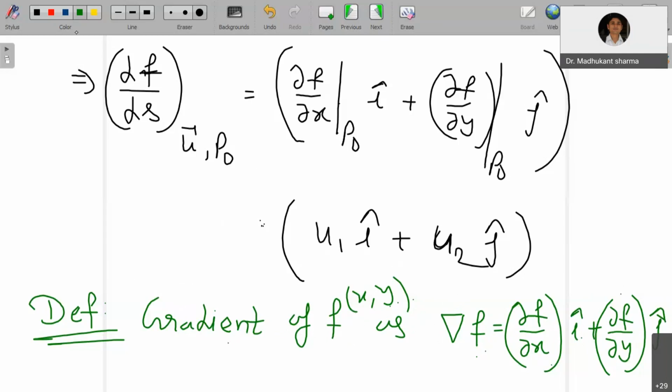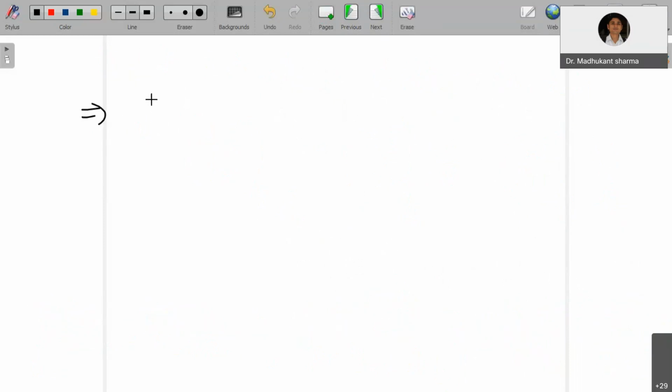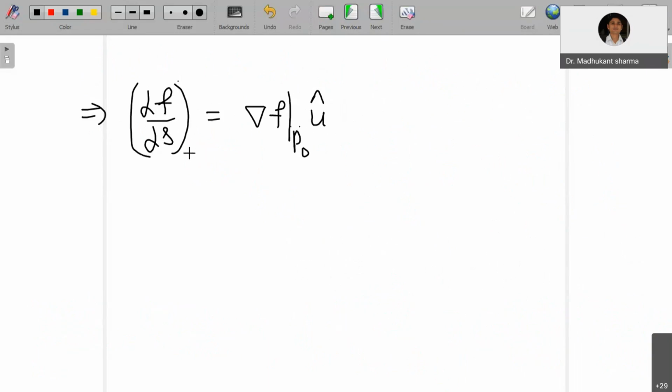Now, what this definition tells you, I'm just going further now. This is going to be, let's say, equation 1. We have already seen this one. Now, this implies df/ds is equal to grad f dot the unit vector u, okay? So grad f at p naught dot u. Right. Now, what further should you note down?